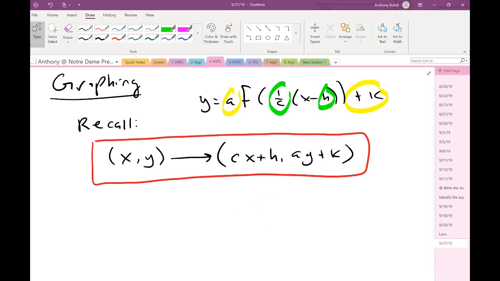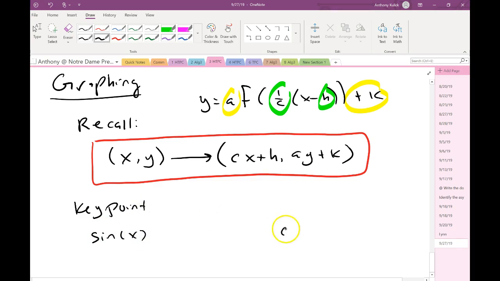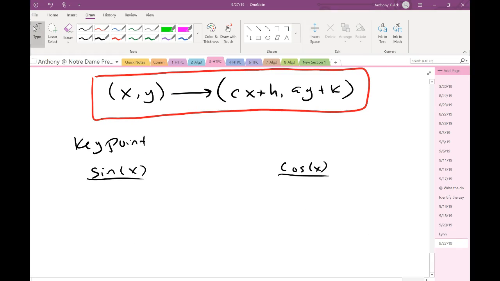so what we're going to do is identify some key points for sine and cosine. And we're going to use those key points then with our transformation to generate our new graphs. So the key points that we're going to use are going to be at the value of sine and cosine at 0 degrees, 90 degrees, 180 degrees, 270 degrees, and 360 degrees.